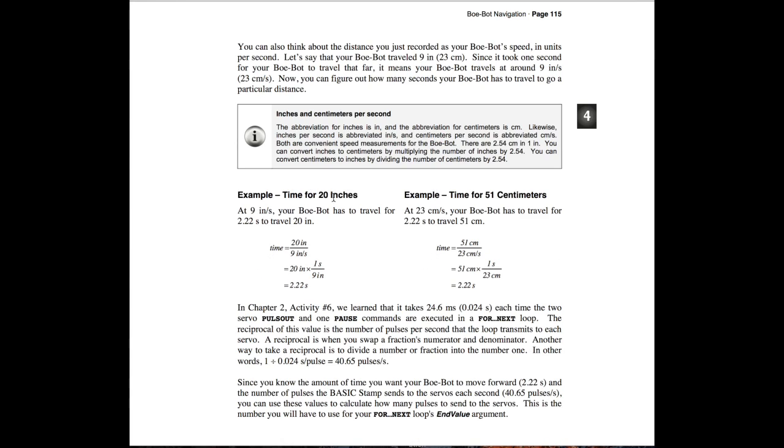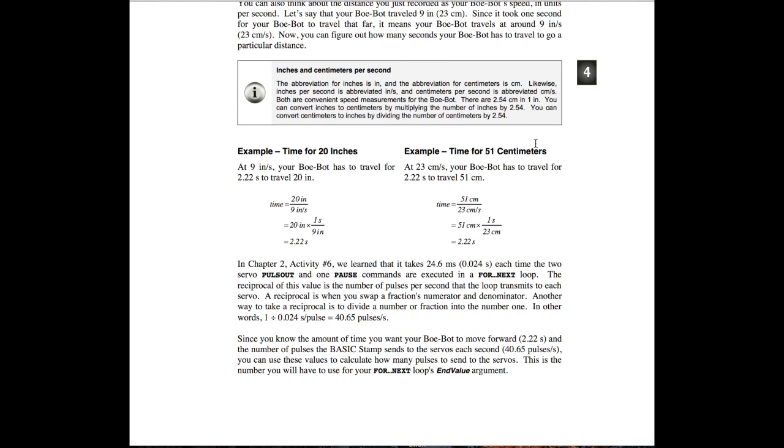Or here's an example for 20 inches. So you would divide 20 inches by 9 inches per second, and you would come up with a value of 2.2 seconds in order to get there. And there's a little note here about conversion between centimeters and inches. There's 2.54 centimeters in 1 inch. That's a good conversion to kind of put to memory.